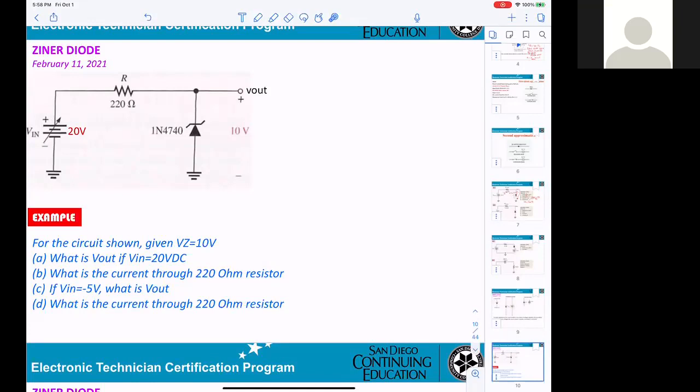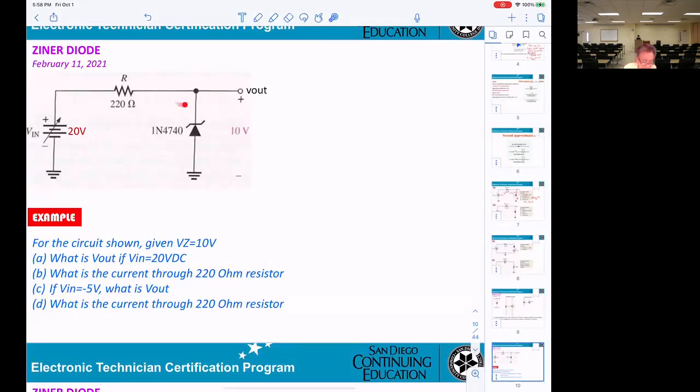I think it would break down. You figure out what V out is without the diode, then if V out is greater than 10 volts, then it breaks down. That is very, very good. Okay. If you say breakdown, how do you know they break down? You have to prove the voltage here has to be higher than 10.